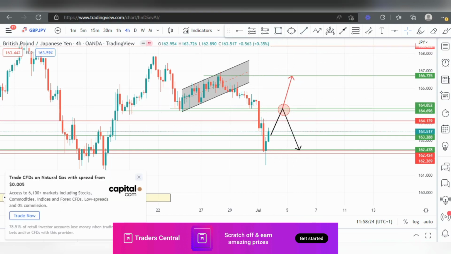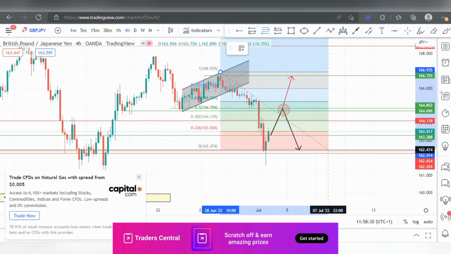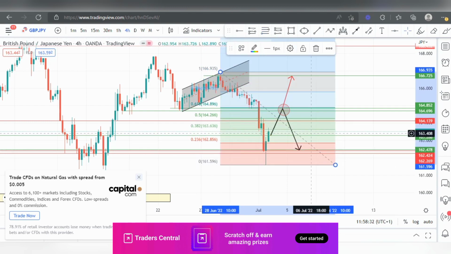Also, the reason why that area is key for me as well is if you use the Fibonacci retracement, okay, from the swing high here to the swing low, we can see that that area falls at the 61.8% Fibonacci level. So that is why that area is key for me, and that's why I will be patient with this trade and wait for price to get there.